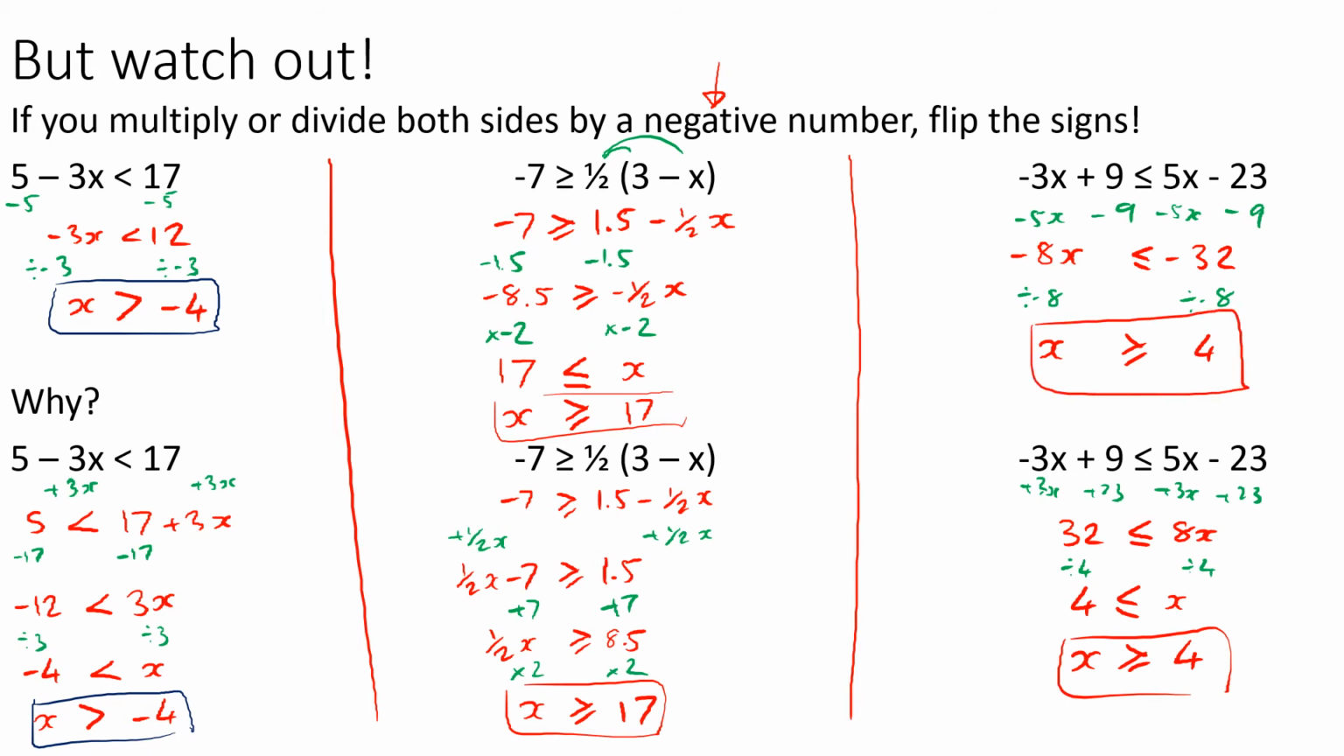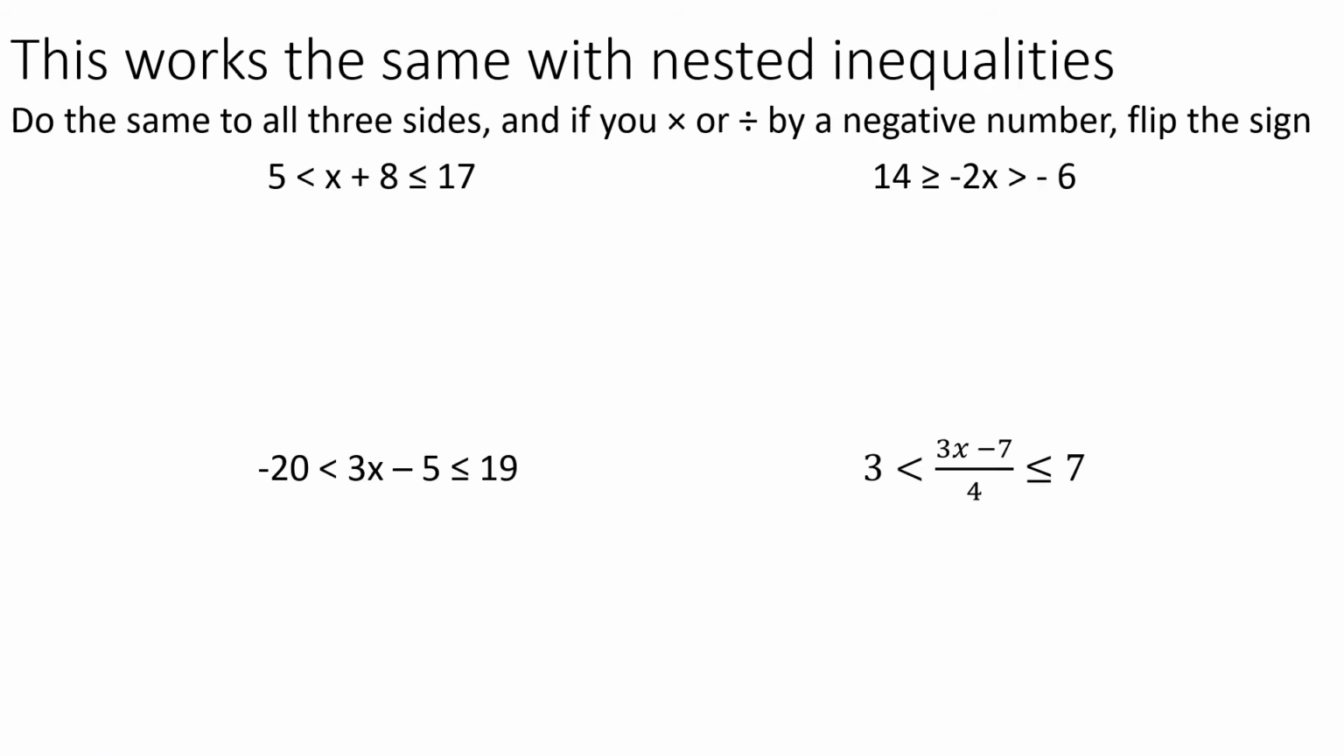Cool. So just bear in mind that that is the thing you've got to watch out for. Now, it's not just single inequalities we can be asked to solve. We can be asked to solve nested inequalities as well. And when we say do the same to both sides, that's still true, except now there's like 3 sides. So do the same to all 3 sides. And again, if you times or divide by a negative number, flip the sign.